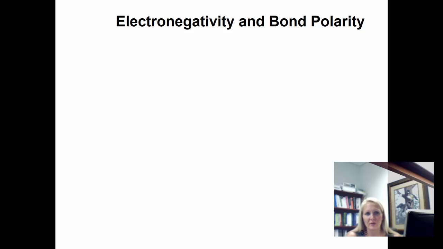So we talk about electronegativity. And if molecules have electronegative bonds, then they're more reactive. And so it really is sort of the basics behind all of that.